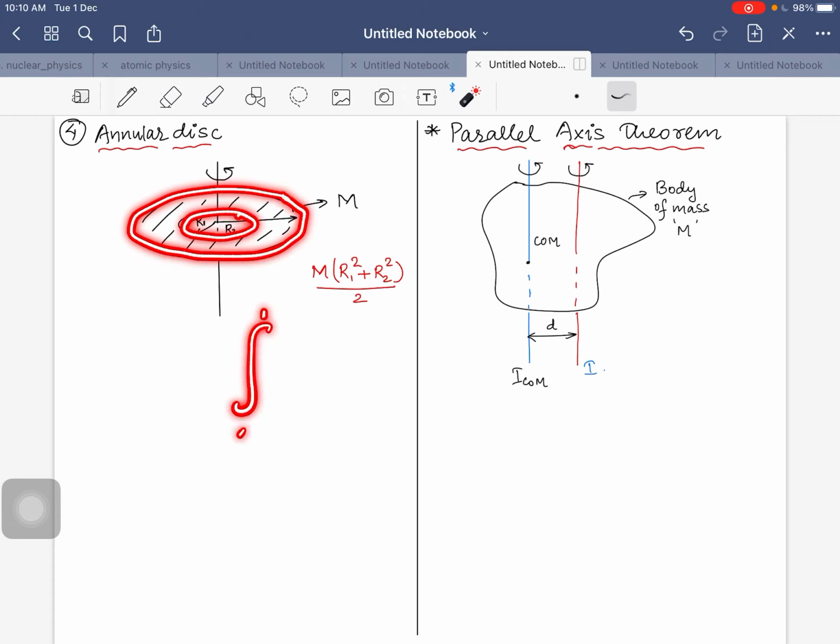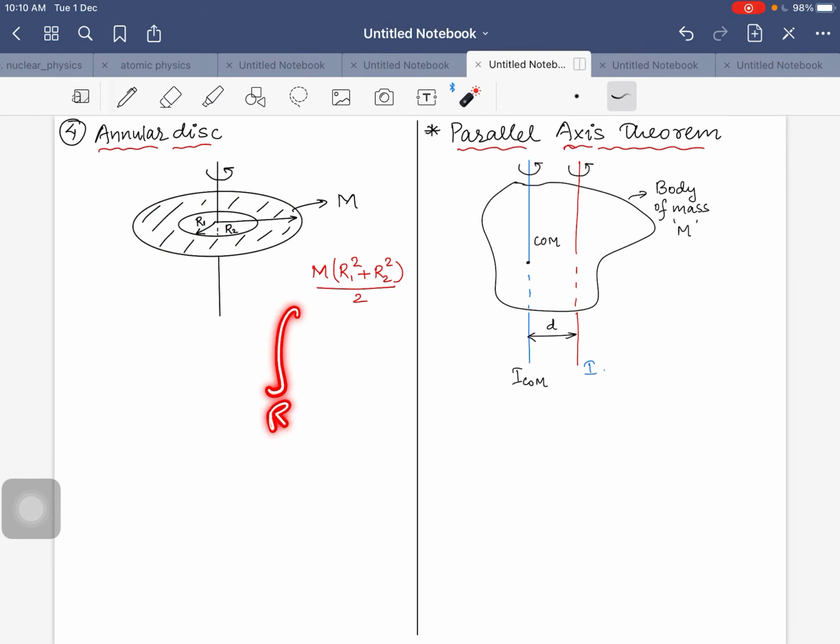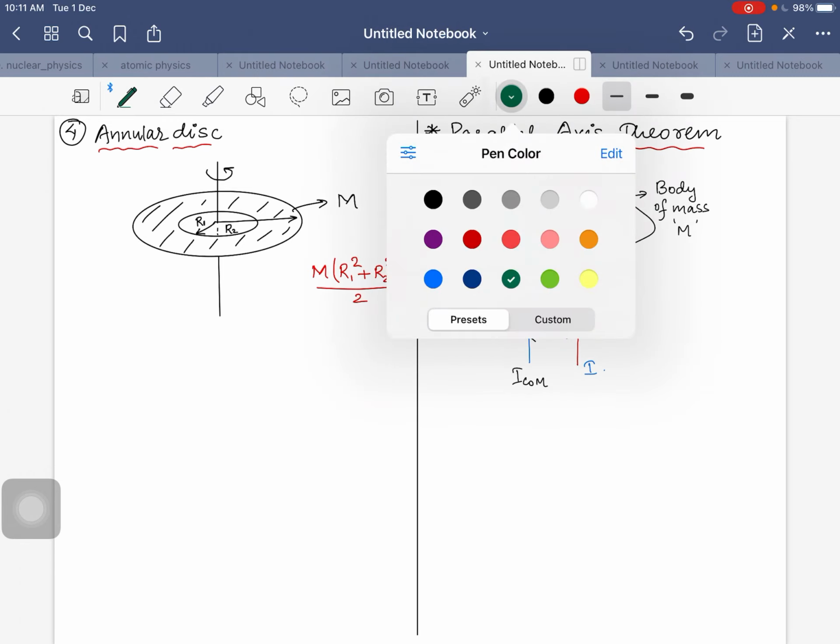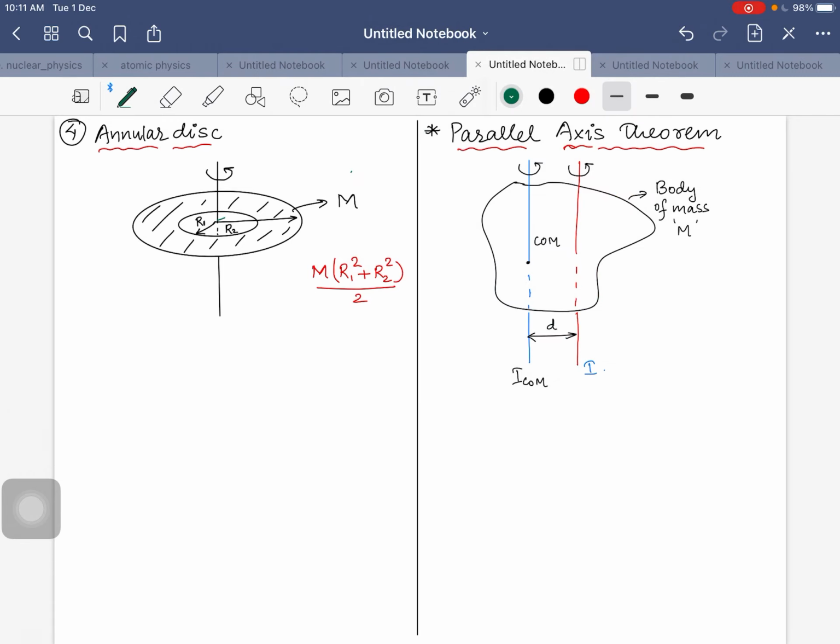So only the limits will change. It will not be from 0 to R2. This is not the case. It will be from R1 to R2. Then we can integrate the complete disk. So what I will do now, same method. What method will I use? Suppose at r, I take a ring, this ring, okay, so it is dr and it is r.